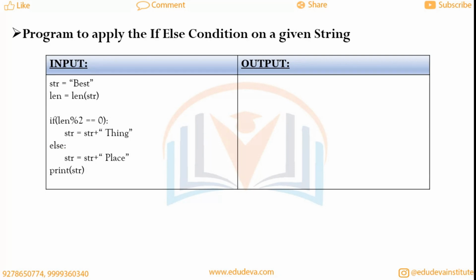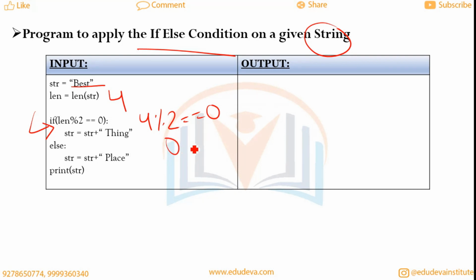Now in this program, we will see how we can apply the if else condition on a given string. So here given is the string, the name of the string is str, and the value of the string is best. When we calculate the length of the given string, the length will be 4. After that, we will go to the if condition, and we will check if 4 modulus 2 is double equal to 0 or not. And as the value of 4 modulus 2 is 0, so 0 is equal to 0, which means that the given condition is true.